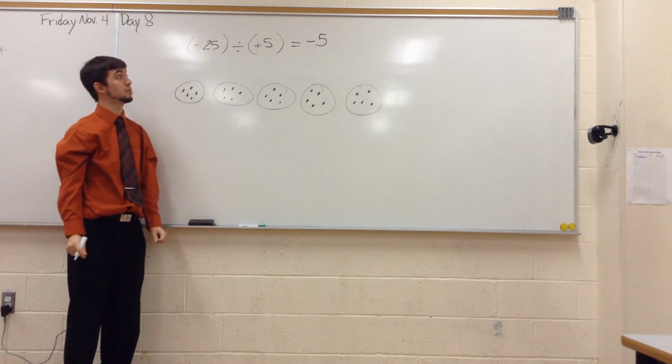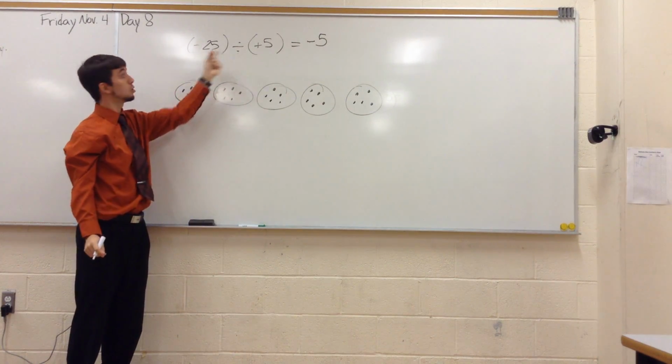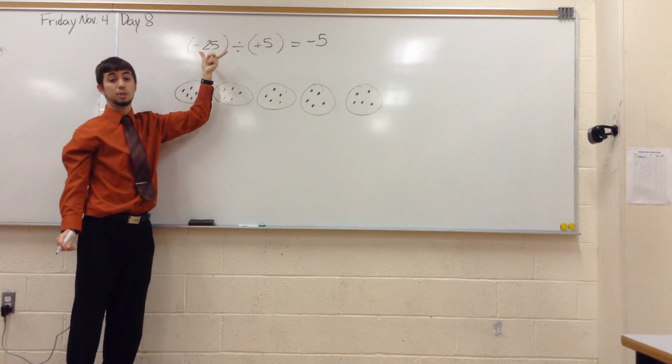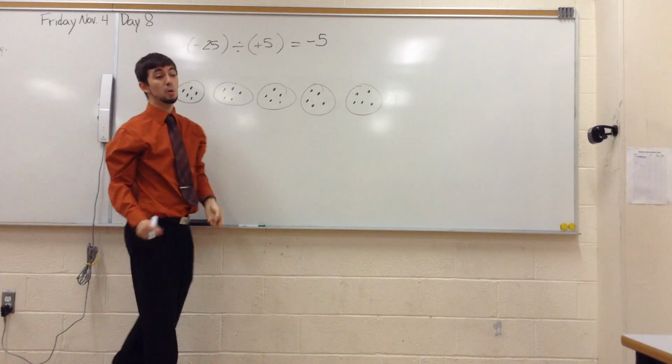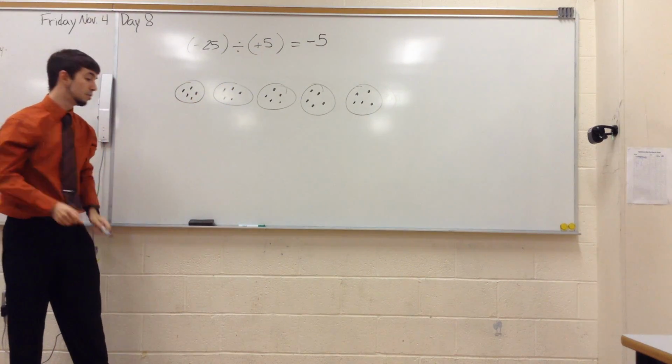There are 5 negatives. Again, you can check with the sign rule. Negative and positive signs are different. I get a negative answer. 25 divided by 5 is positive 5. So it's a quick check.